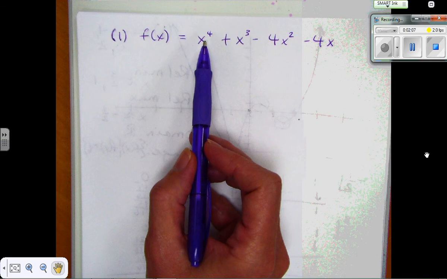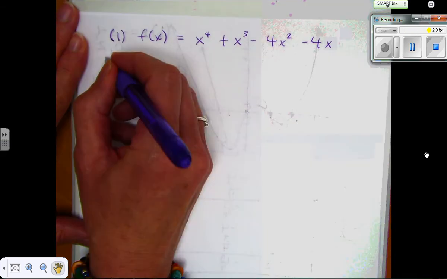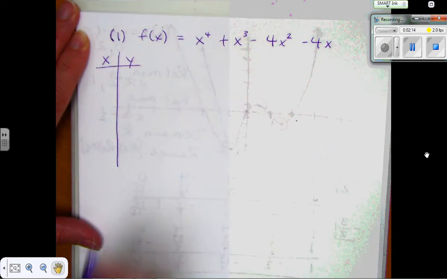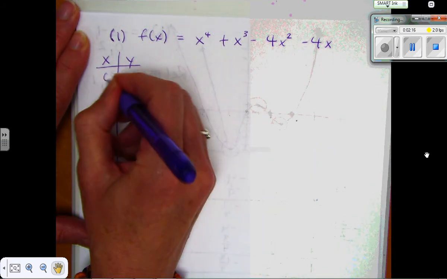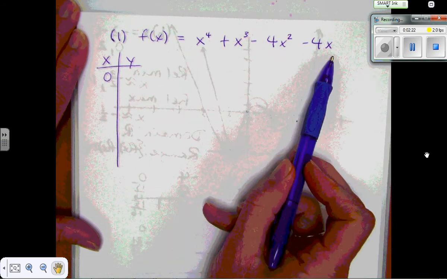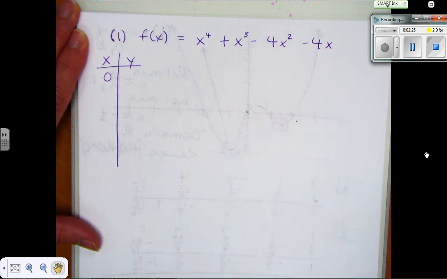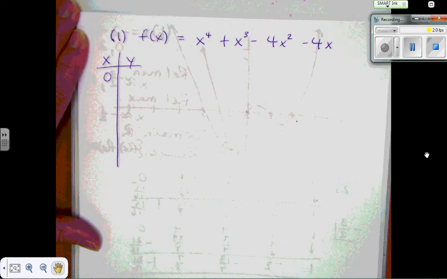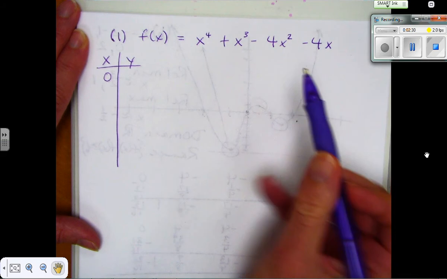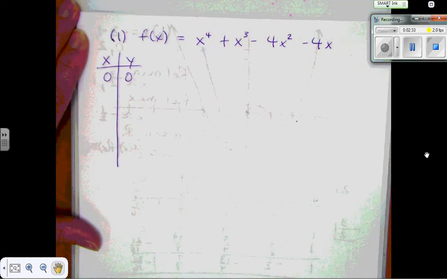Okay, so I'm going to pick some points to plot on the graph. First value I'm going to pick for x is 0. So whenever x is 0, your y value is just going to be whatever the constant is. So what is the constant going to be? 0. Yeah, the constant is 0. There's not a 1, so it's 0. So that was an easy point to get.